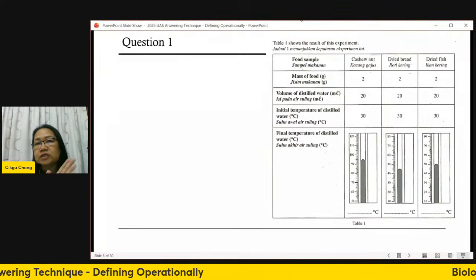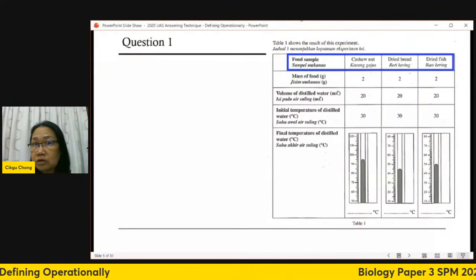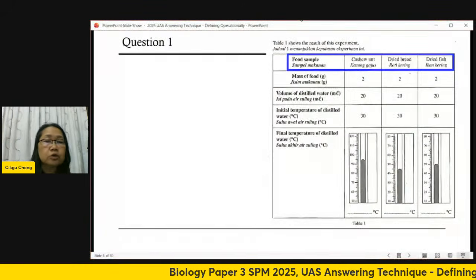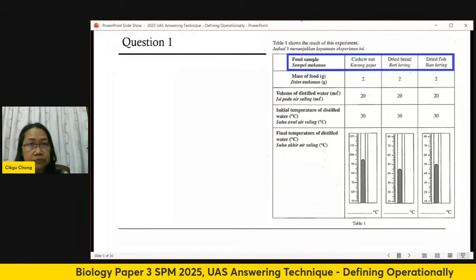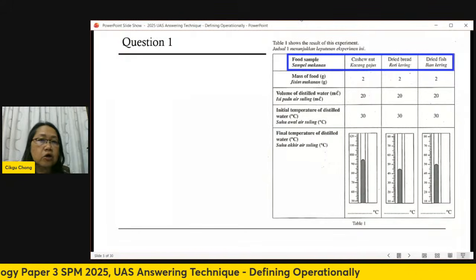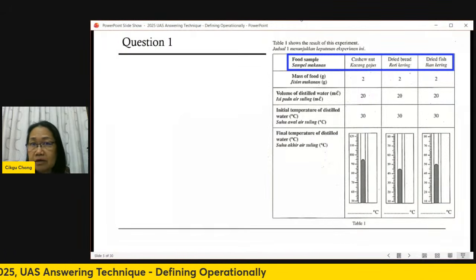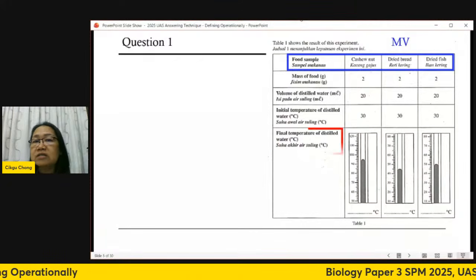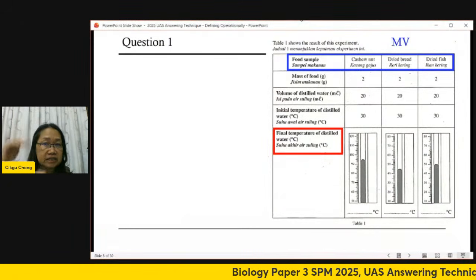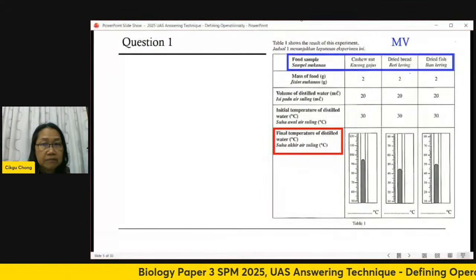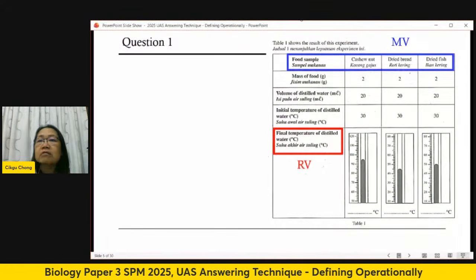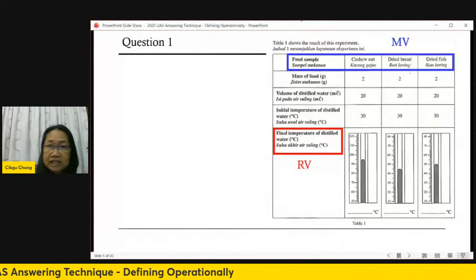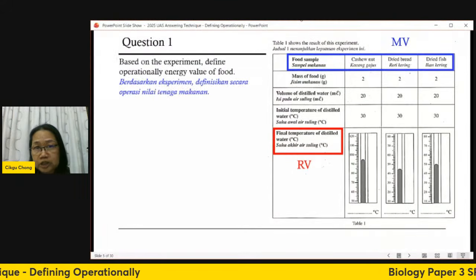Now this is your MV. You should know that in any table, you must have the MV. What did you experiment with? What did you burn? You burn 3 types of food. That is your food sample, your manipulated variable. And what did you measure? You measure the final temperature of the distilled water, the rise of temperature in the water. This is your RV. Now take note of your MV and RV. Both of these must be in your answer for defining operationally.